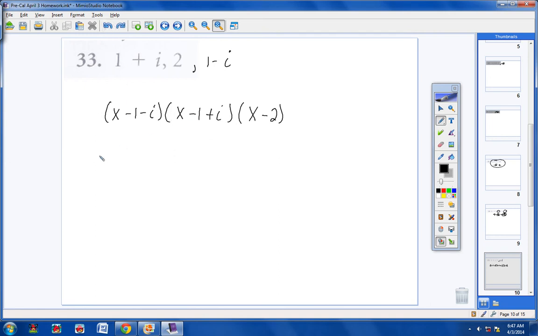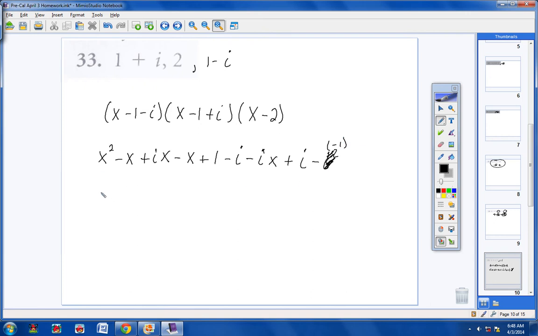Take your x and multiply it through. x squared, negative x, positive ix. Now take your negative 1 and multiply it through. That would give you a negative x, a positive 1, and a negative i. Now take your negative i and multiply it through. That's a negative ix, a positive i, and a negative i squared. Now don't forget, a negative i squared is the same thing as a positive 1.